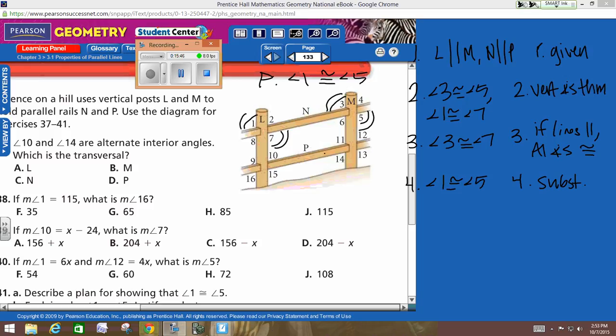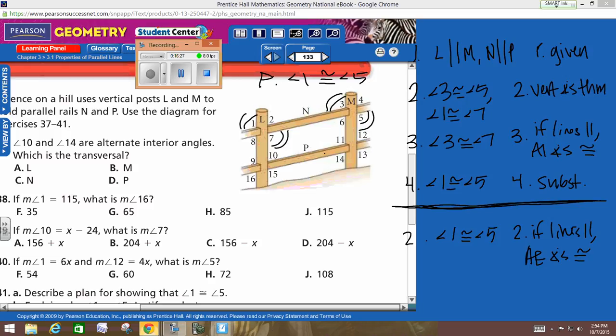Anybody do it differently? No? Nobody started anywhere else? No one said like 1 and 3 are corresponding and then jumped? You did? Why didn't you say that? No, it's not even use corresponding angles. It pretty much is, but you're right. Did anyone do this? You did, Sam? You're such a liar.